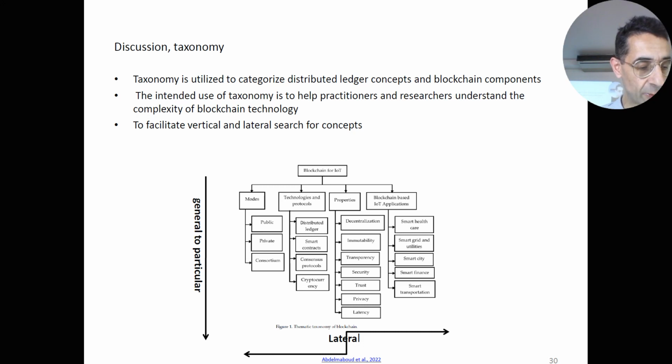In discussion, we can say that we found that taxonomy is utilized to categorize distributed ledger concepts and blockchain components. The intended use of taxonomy in these studies is to help practitioners and researchers alike understand the complexity of blockchain technology. And the point is to facilitate vertical and lateral search of concepts from general to specific and across components by class and category. So we have a vertical type of approach to blockchain concepts and components, and a lateral approach moving across parts or concepts, right?